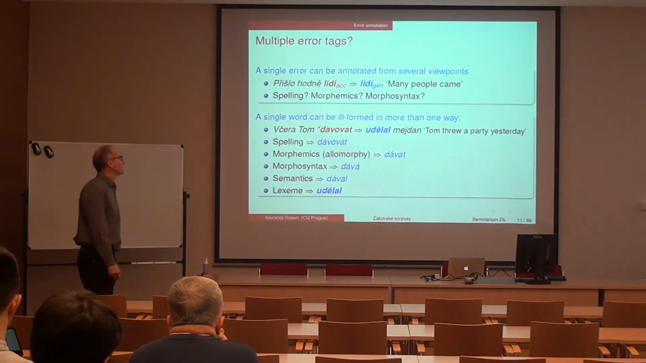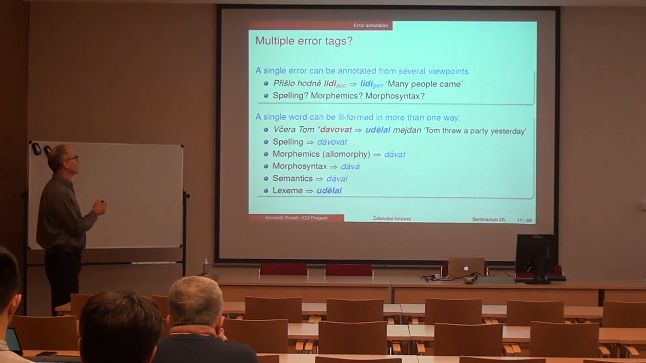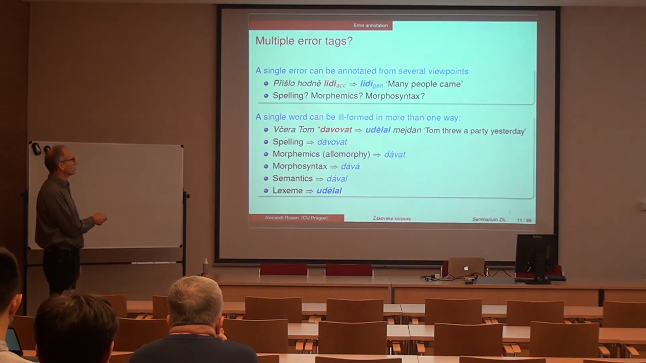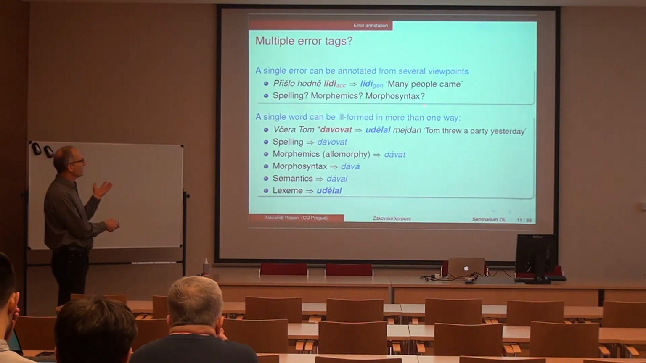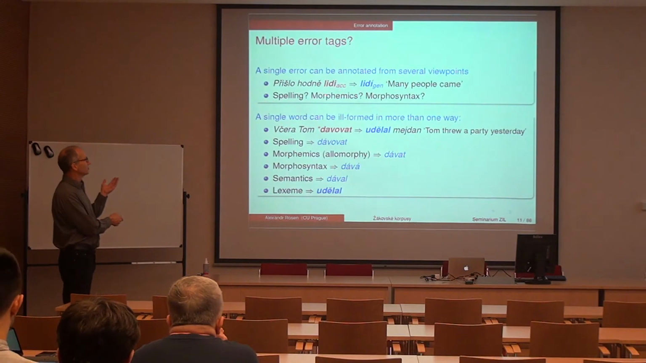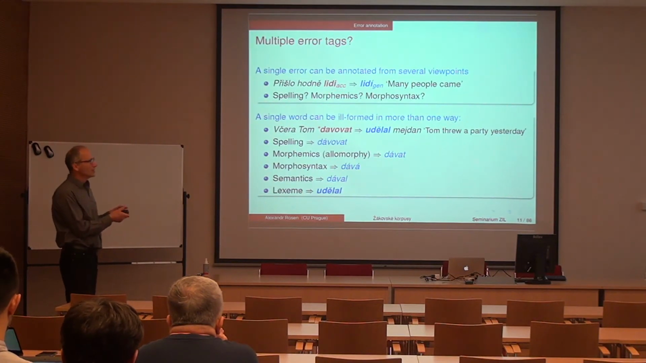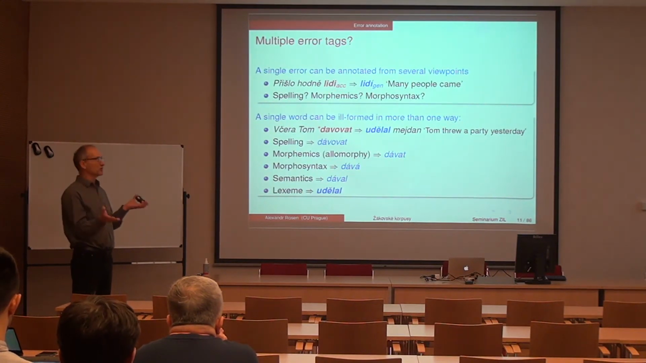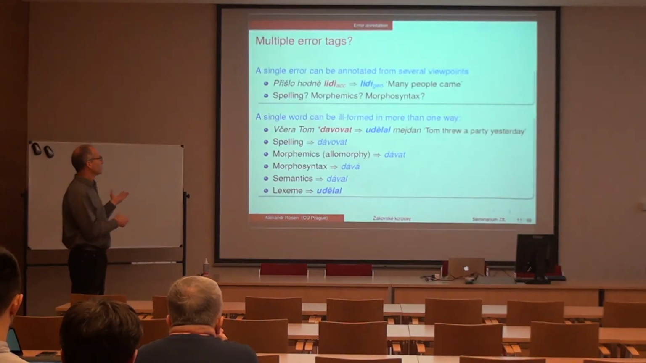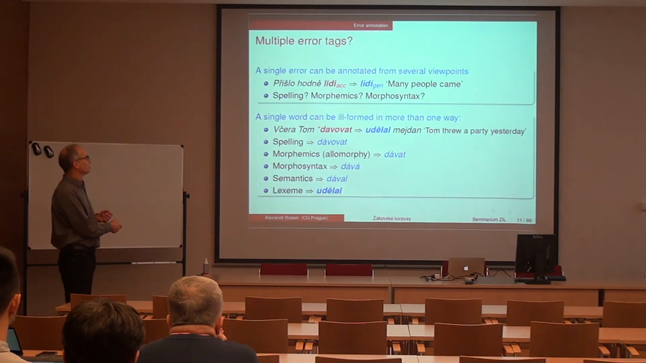Then you often have an issue that you have an error such as this. So many people came, "lidi". That's in standard prescriptive Czech accusative, but it's wrong in this case, because it's actually quantified by this "dużo ludzi", "mnoho lidí". So it should be genitive, not something that looks like accusative.